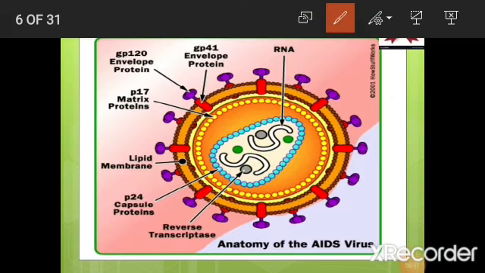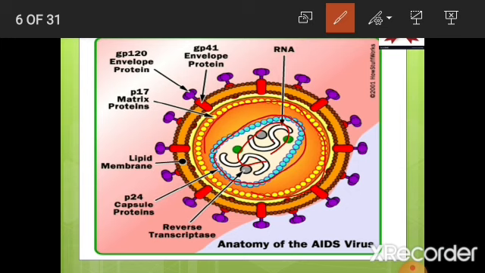The core of the virus has two single-stranded RNA. Then reverse transcriptase is present in the core. This viral core is surrounded by capsid antigen P24. Then the outer shell is composed of membrane antigen P17.